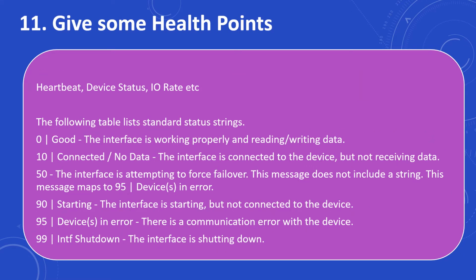Give some interface health points. There are various interface health points which we can configure. Some of them are heartbeat, device status, IO rate, etc. The below table lists standard status strings. 0, the interface is working properly and reading or writing data. 10, the interface is connected to the device but not receiving data. 50, the interface is attempting to force failover. This message does not include a string. This message maps to 95.